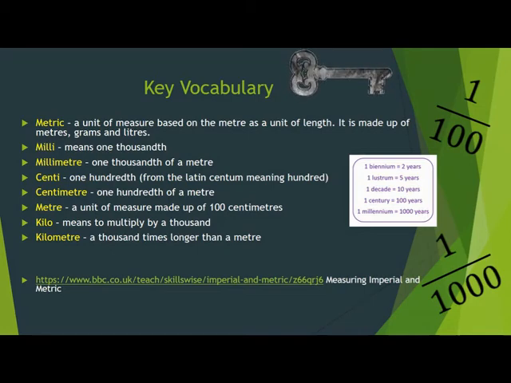We're also going to be talking about millimetres today. So milli means 1,000. So a millimetre is 1,000th of a metre. We're going to be looking at centimetres, and a centimetre is 100th of a metre. Centi meaning 100th, coming from the Latin word centum, and you would have heard that word cent before when we talked about a century. A metre is a unit of measure made up of 100 centimetres. And a kilo means to multiply by 1,000, so a kilometre means 1,000 times longer than a metre.